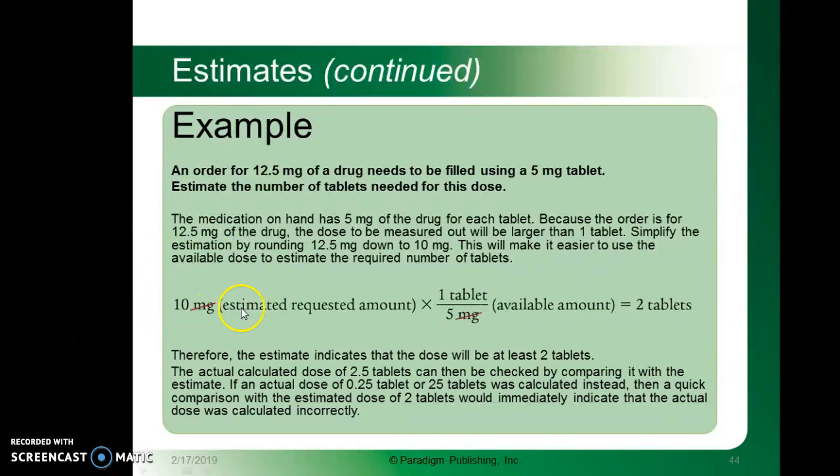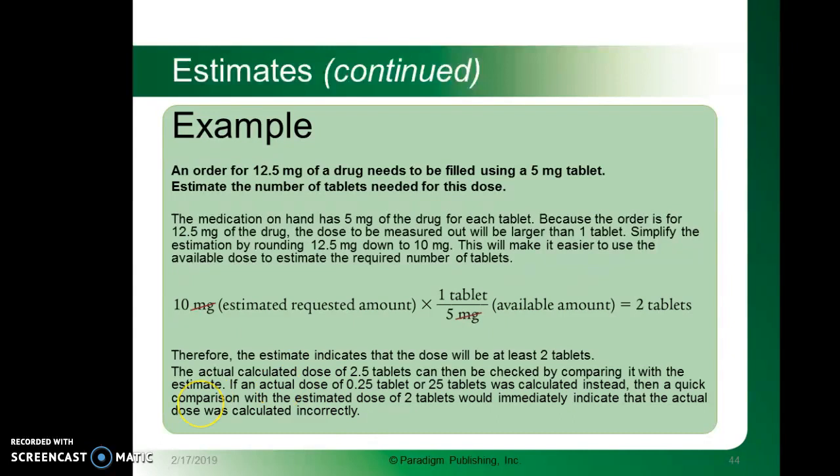Okay, so 10 milligrams times 1 tablet over 5 milligrams. So the milligrams cancel, and you're left with the unit that you want, which is tablets. So 10 times 1 is 10, divided by 5 is 2 tablets. So that's our estimate. Therefore, the actual dose will be at least 2 tablets. And when we do the actual calculation, we find that it's 2.5 tablets.